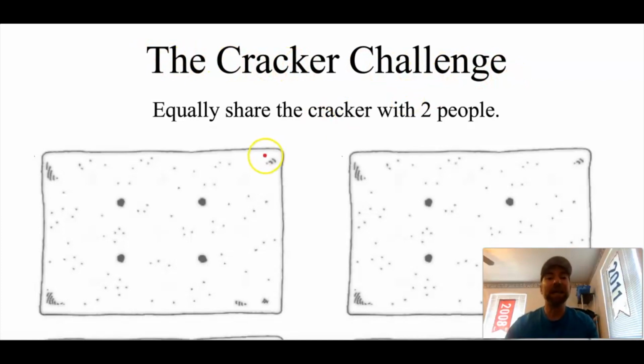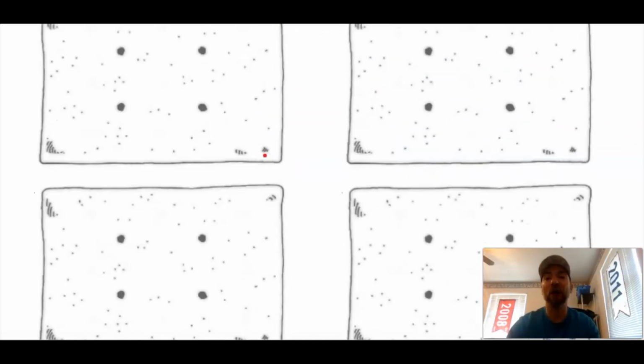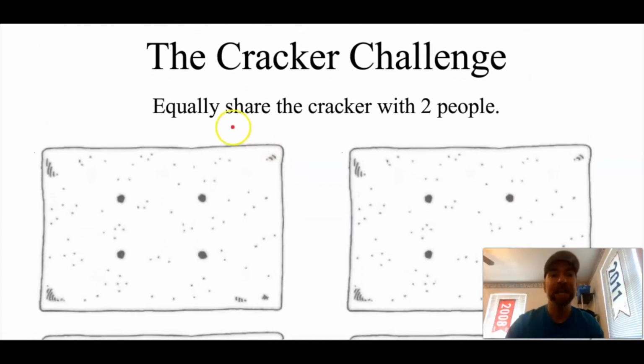Now, today in Seesaw, you are going to try to solve the cracker challenge. And you are going to have 4 crackers. You are going to try to equally share the cracker with 2 people. And you are going to want to do it 4 different ways. And I have to tell you, first grade, this is not solved easily. So I can't wait to check your work to see if you have met the cracker challenge.